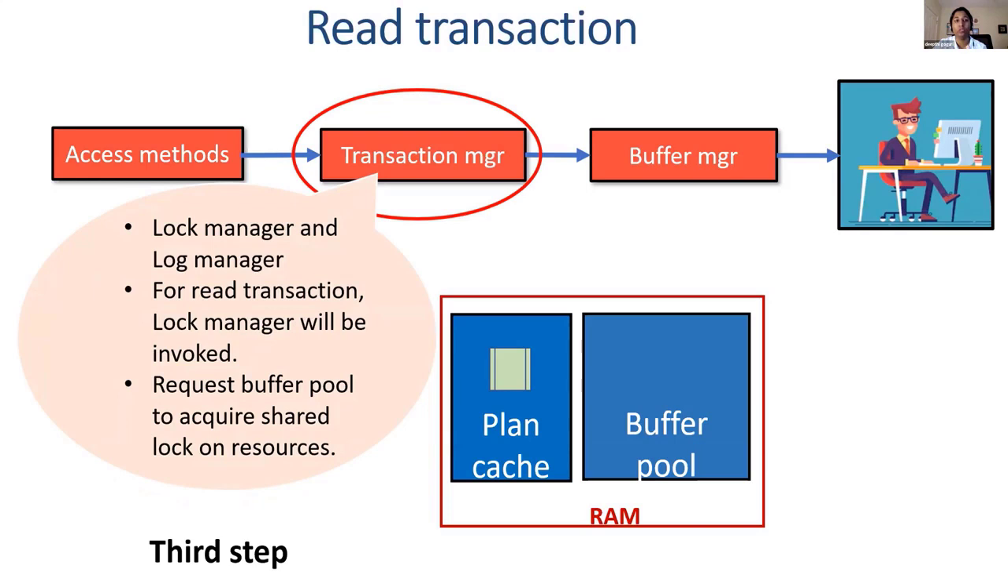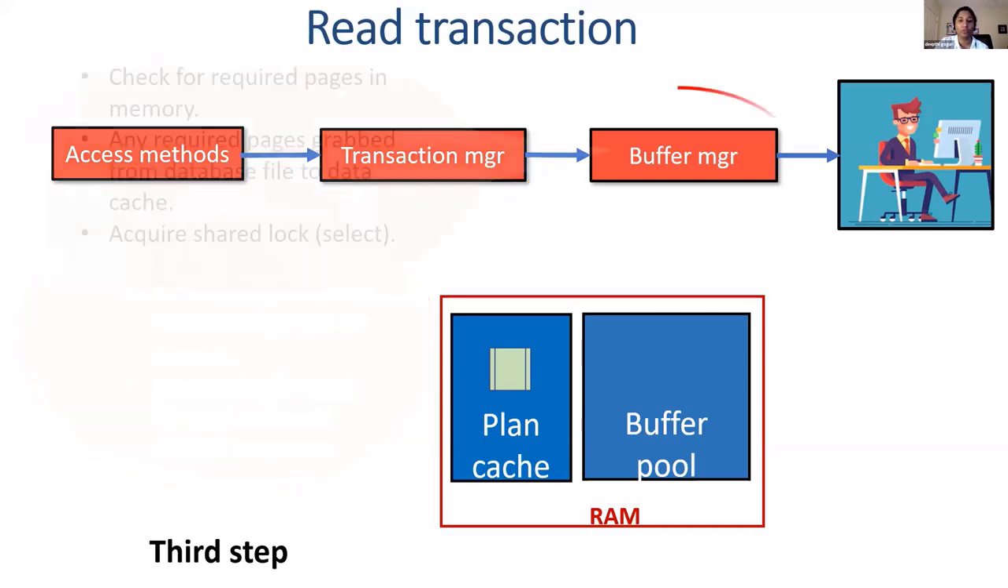The transaction manager doesn't invoke the log manager because we are not making any modifications. It's a read transaction. So the transaction manager will request the buffer manager to put a shared lock, because it's a read transaction, on the resources that the buffer manager wants to get.